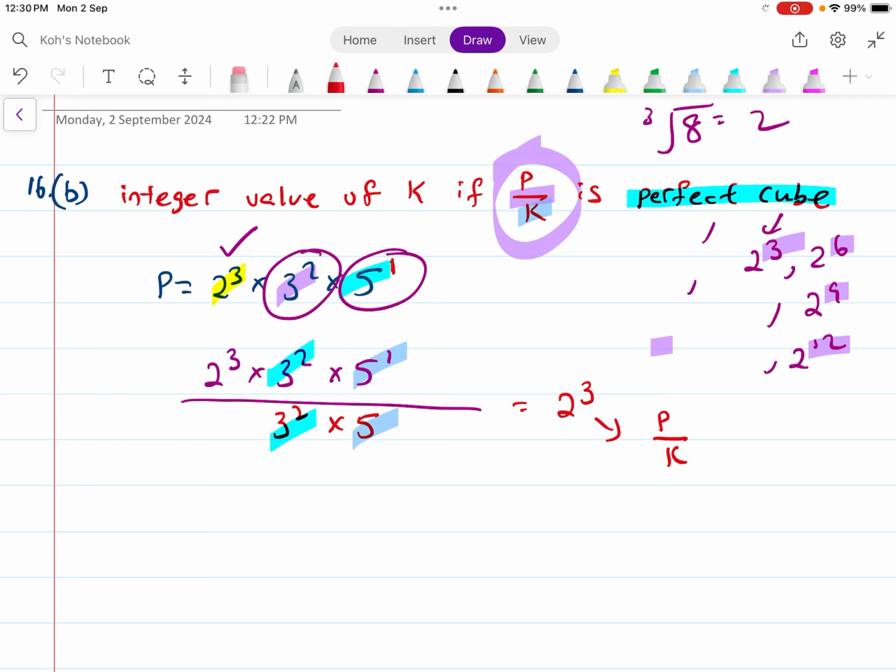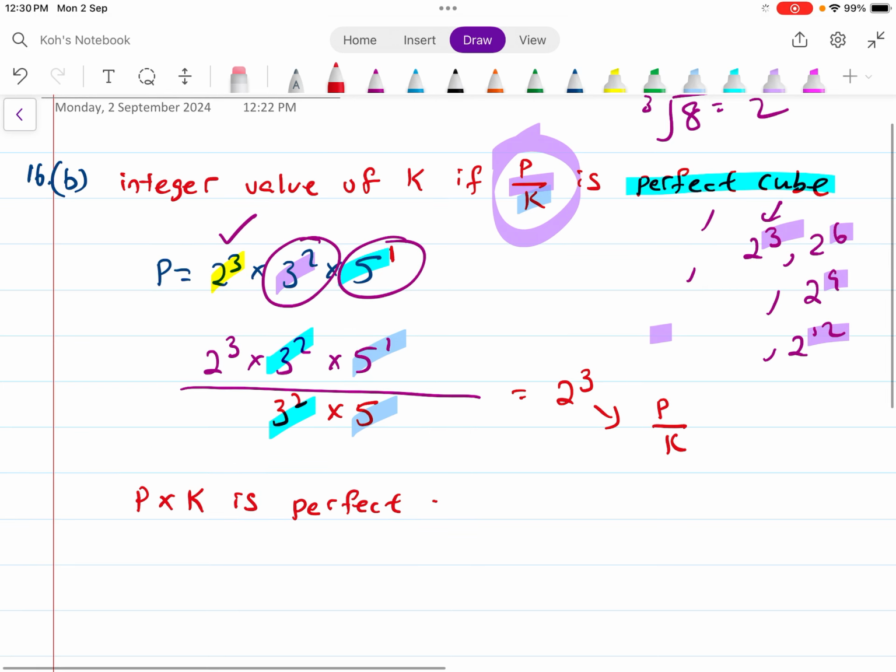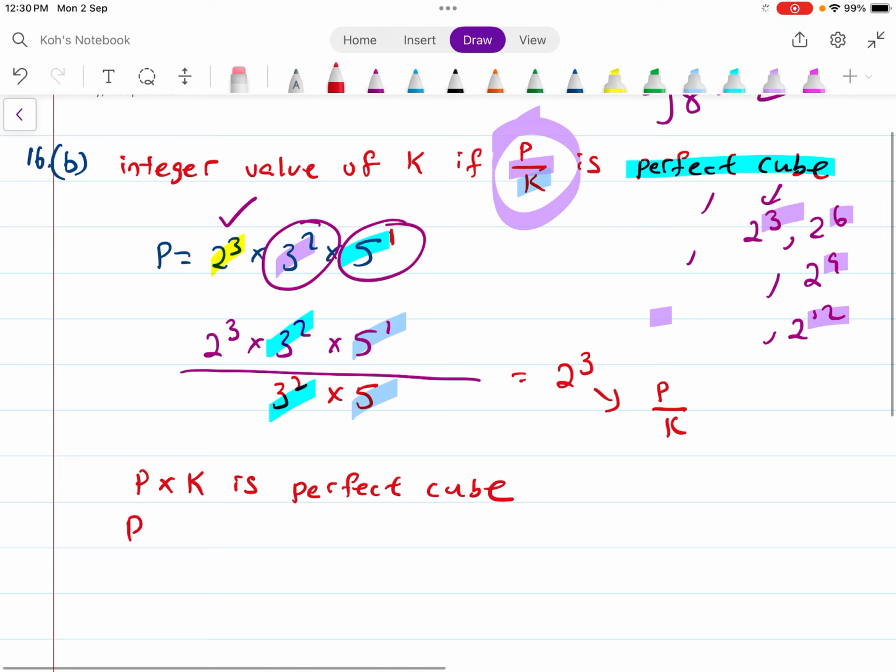But sometimes they will change the question a bit. For example, instead of divide, now they say, find the integer value of k such that p times k is a perfect cube. So how do we actually do this question? Very simple. Same thing. We write down the p. So p is equal to 2 to the power of 3 times 3 to the power of 2 times 5 to the power of 1.